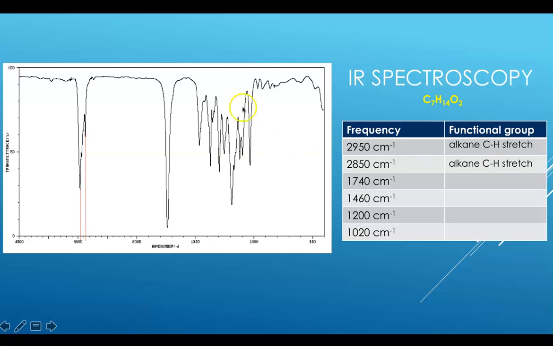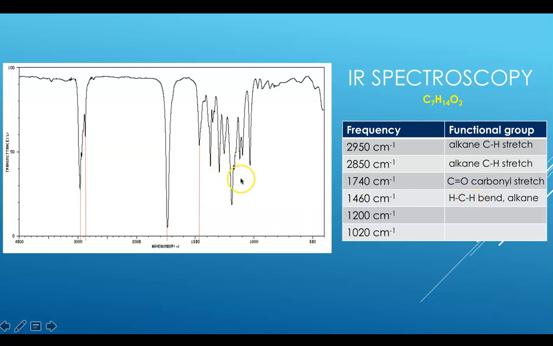And then we also have a very strong peak here at 1740, which is in the range and very significant for a carbonyl group, so a C=O double bond stretch. Then we have a peak, which is also typical in alkanes, around 1460, representing some of those HCH bends.